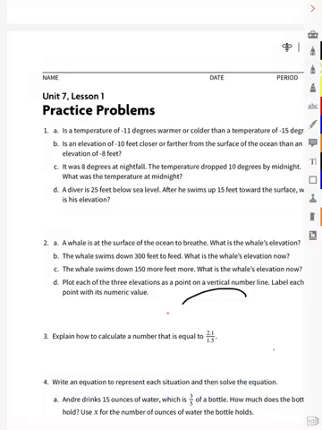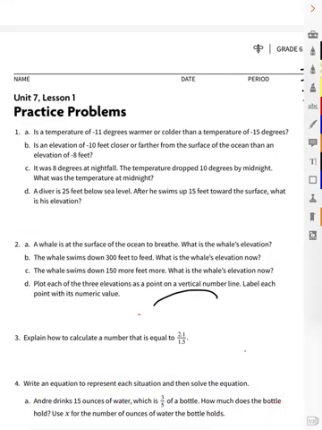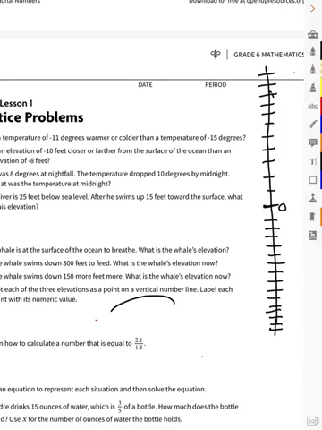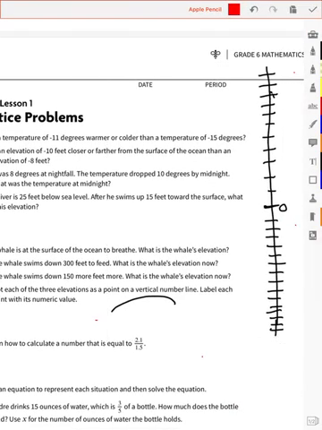Okay, so we're going to go over the practice problems. 1A says, is a temperature of negative 11 degrees warmer or colder than a temperature of 15? So if you have this, negative 1, 3, 4, 5, 6, 7, 8, 9, 10, 11, and 12, 13, 14, 15. Well, negative 11 is closer to 0, so it would be warmer.